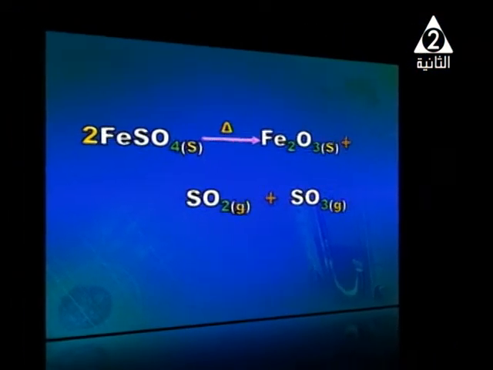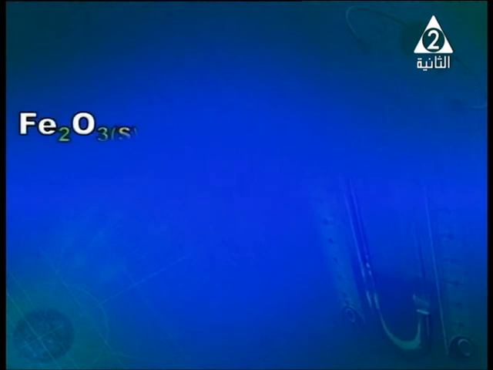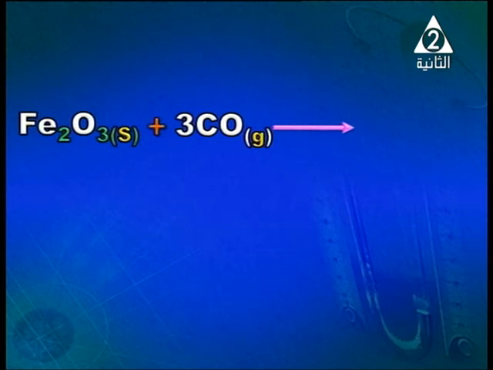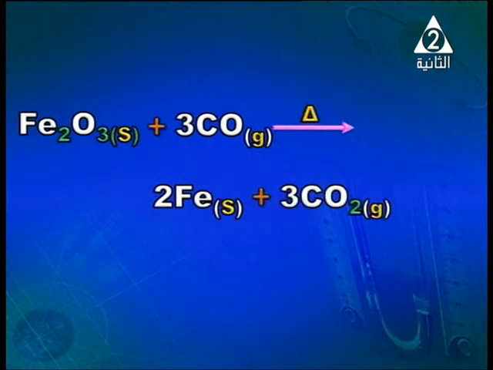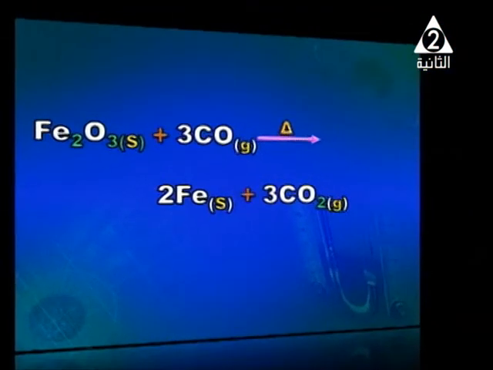Then the iron 3 oxide that we obtained, we can react it with carbon monoxide gas to reduce it completely, producing 2Fe plus 3 carbon dioxide. So we have obtained iron from iron 2 sulfate.